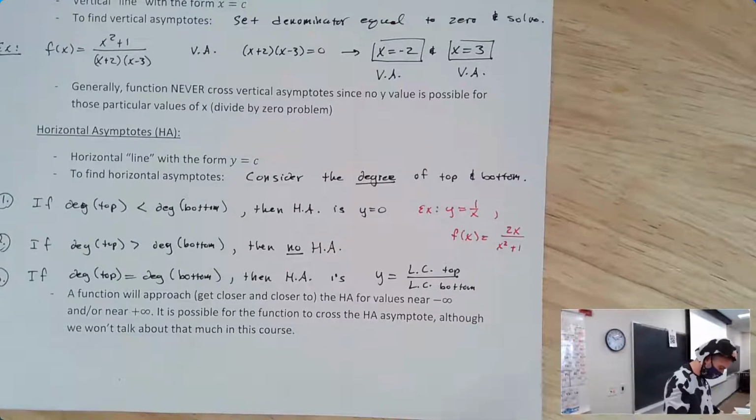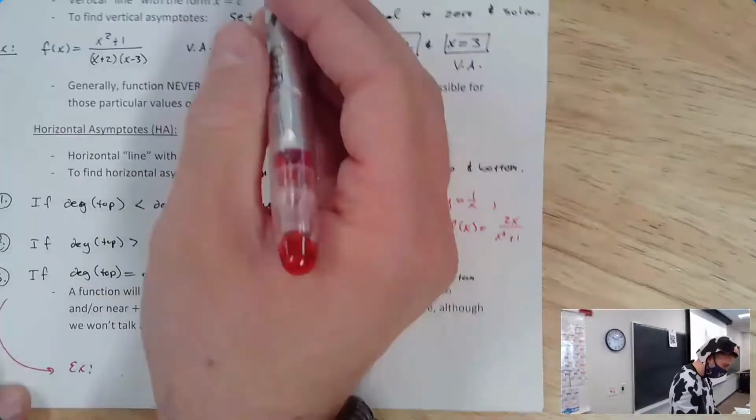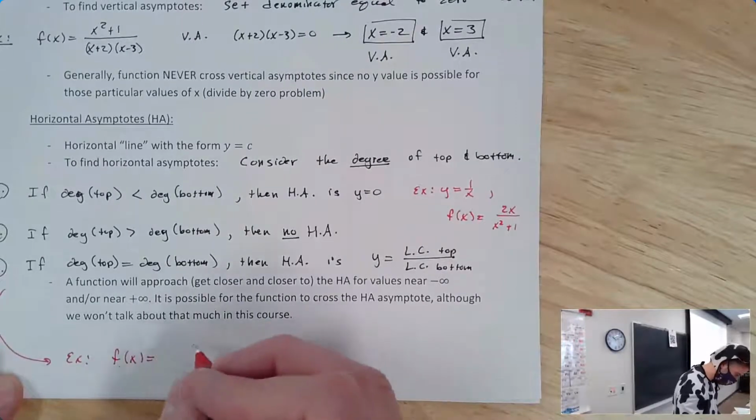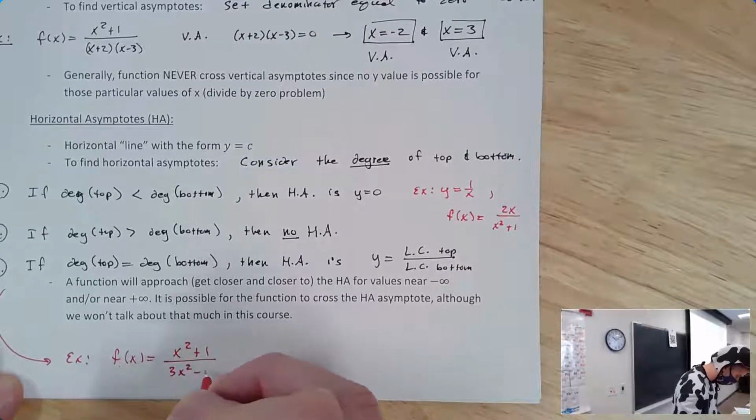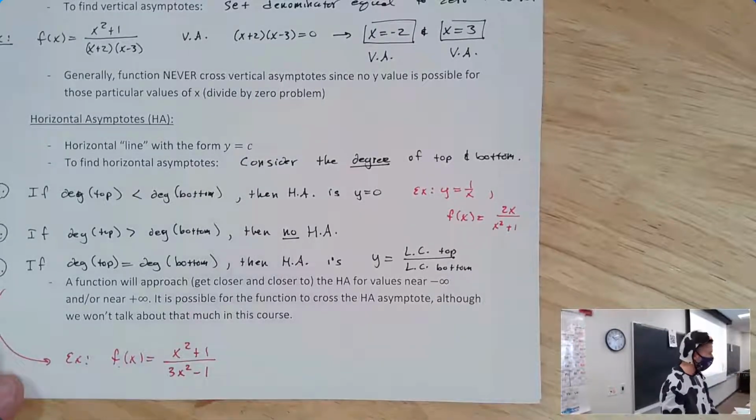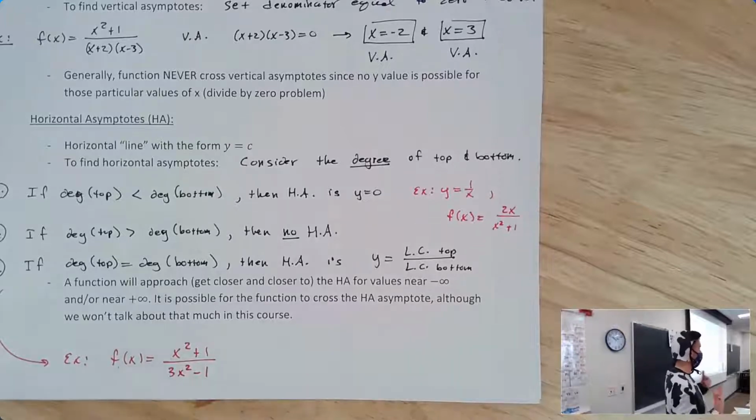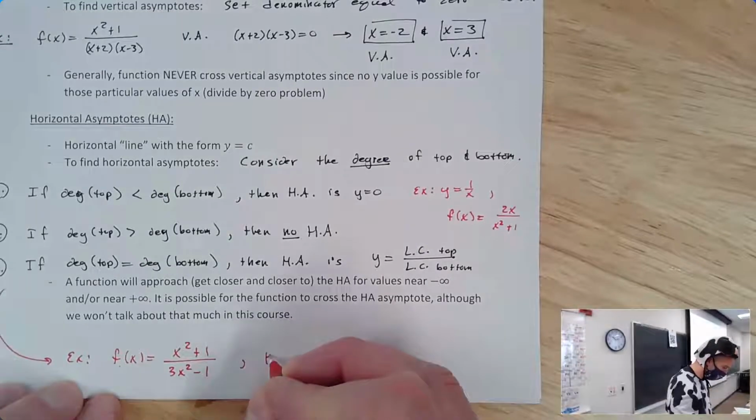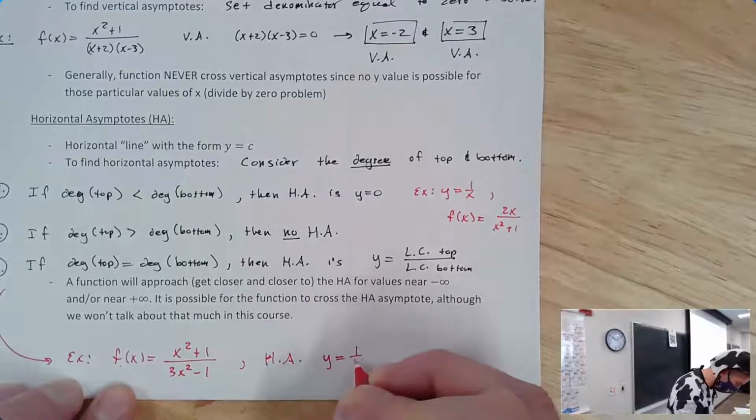So an example of that, the second function we wrote up there, f of x equal to x squared plus 1 over 3x squared minus 1. Are the degrees the same? What's the degree on top? What's the degree on the bottom? Also 2. The degrees are the same. What's the leading coefficient on the top? What's the leading coefficient on the bottom? Awesome. So the horizontal asymptote would be y equal to 1/3.